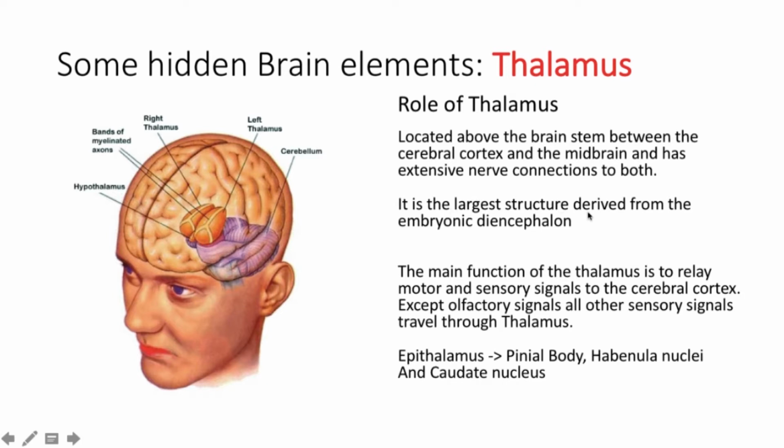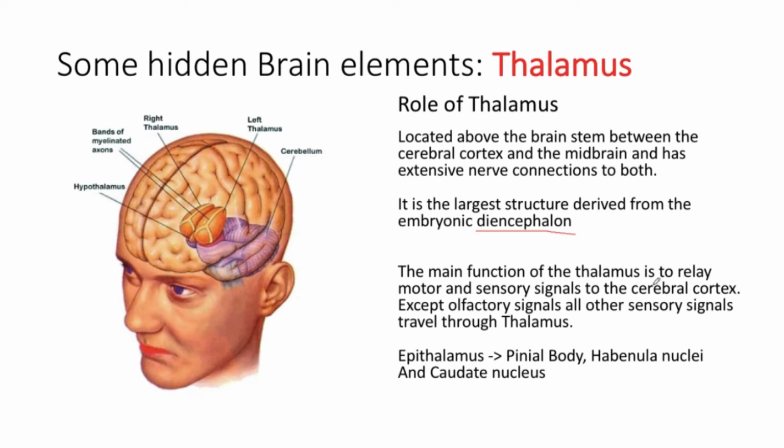And it's the largest structure, which is in fact derived from the embryonic diencephalon. You remember I talked about that just below the telencephalon we have the diencephalon. So this is the diencephalon part from which the thalamus is actually derived.